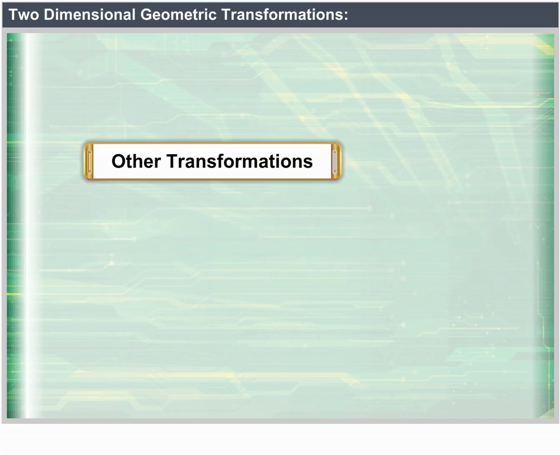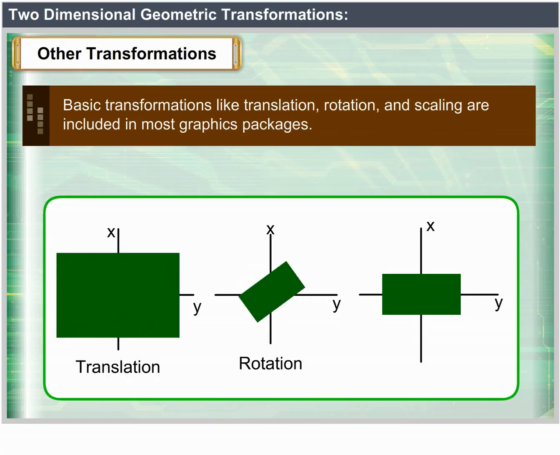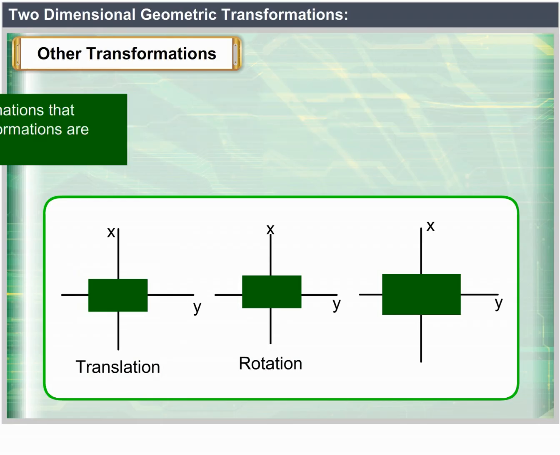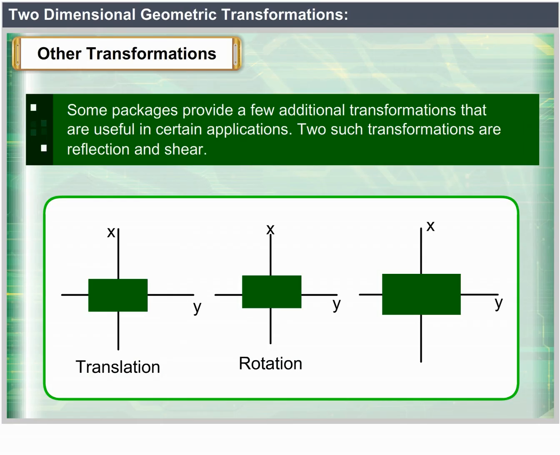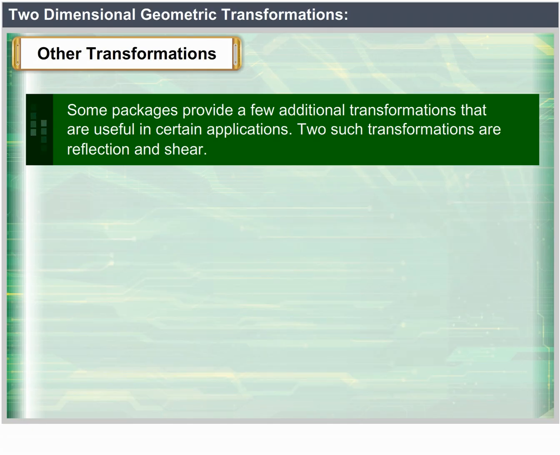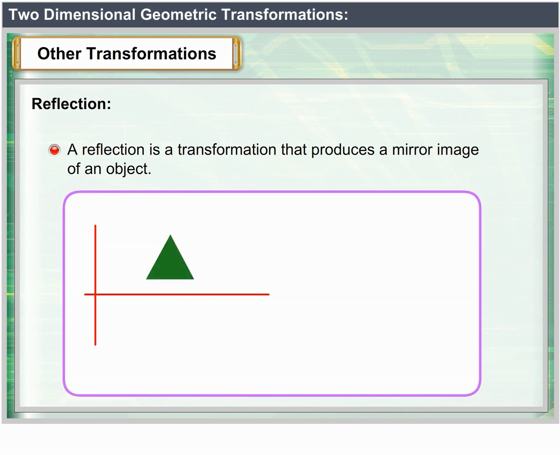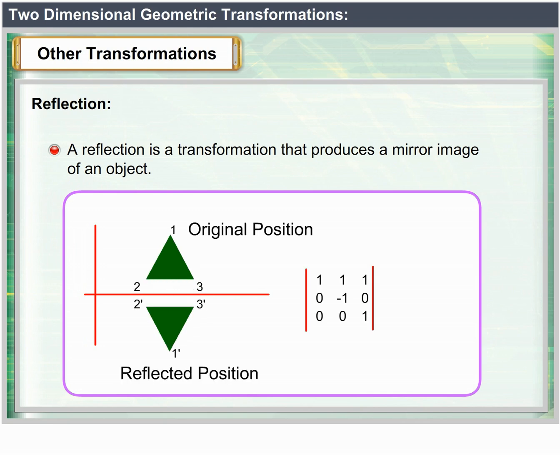Other transformations. Basic transformations such as translation, rotation, and scaling are included in most graphics packages. Some packages provide a few additional transformations that are useful in certain applications. Two such transformations are reflection and shear. Reflection. A reflection is a transformation that produces a mirror image of an object.